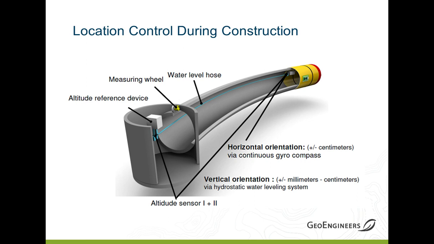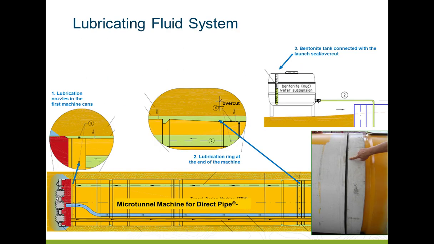It's important to do checks of these systems with actual in-pipe surveys, and we'll talk more about that in a little bit when we get into the construction part particularly. But this is the primary location control systems.